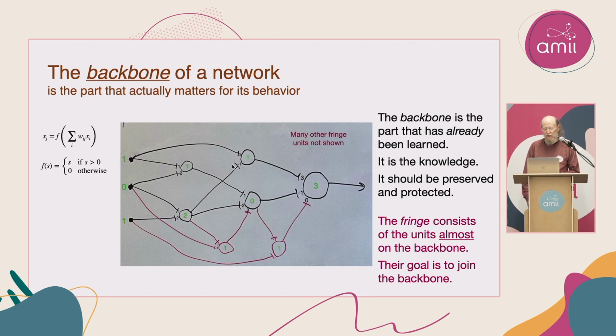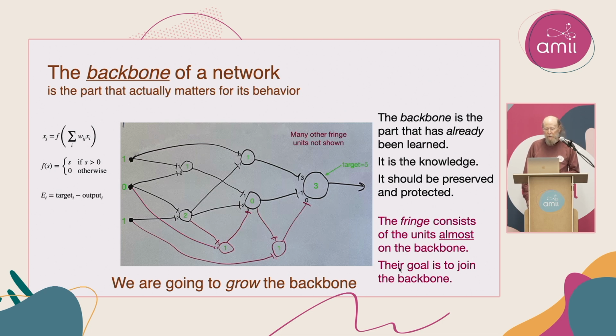The fringe units will typically, but not necessarily, have an output weight of 0 because they don't affect the behavior of the system, right? By definition, that's what it means for them to be on the fringe. So they don't affect the system, so the weights from them to the backbone must be 0. But these weights can learn. The backbone could choose to make this weight larger if they have a useful feature that they've formed. Okay, so that's the general idea. The fringe consists of these units that are almost on the backbone, and the goal is to join the backbone, and we're going to grow the backbone in this way.